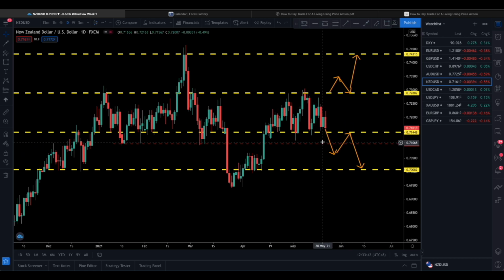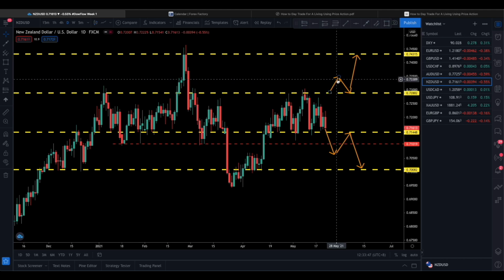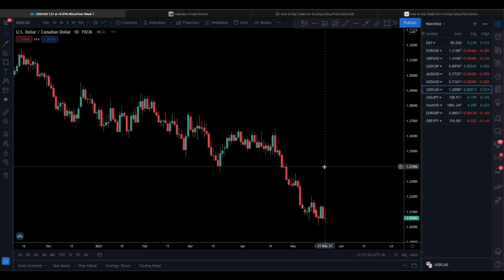Okay, if not, otherwise it will be to wait for price to break above this resistance right here, retrace down, and then go for the long on top. Okay, again, please do not trade this if you are a beginner. Now let's move on to dollar CAD.